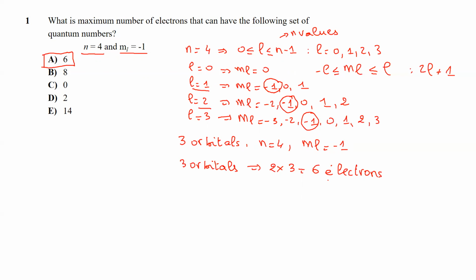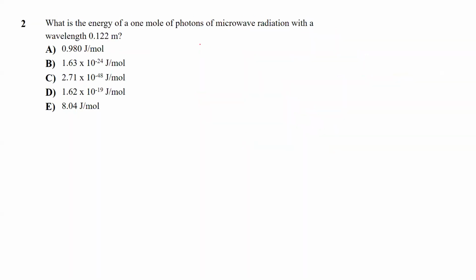Okay, let's move to problem number 2. What is the energy of 1 mole of photons of microwave radiation with a wavelength of 0.122 meter? So here we know that for 1 photon, the energy is equal to hν or hc over lambda. So this is for 1 photon.